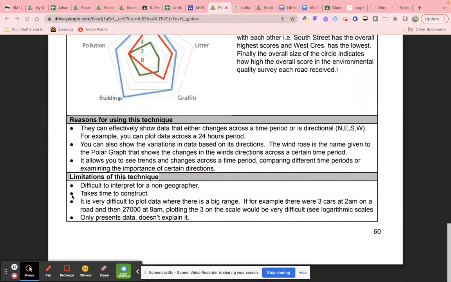Please feel free to read through some of the other reasons for using the technique and limitations, and be prepared to possibly use it as a technique to present data if applicable in an exam question, or if you're asked specifically about it as a technique, then be able to discuss its suitability, strengths and weaknesses as a technique.